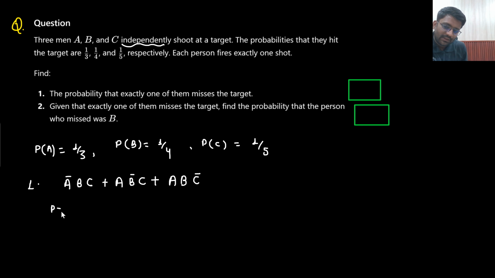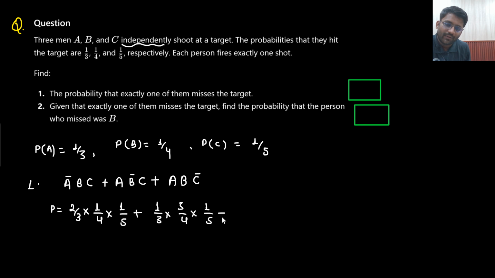So what will be the answer? A not hitting the target, probability 2 by 3; B hits the target 1 by 4; C hits the target 1 by 5. Plus A hitting the target 1 by 3; B not hitting the target 3 by 4; C hitting the target 1 by 5. Plus A hitting the target 1 by 3; B hitting the target 1 by 4; C not hitting the target 4 by 5.